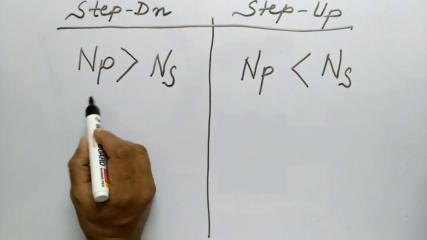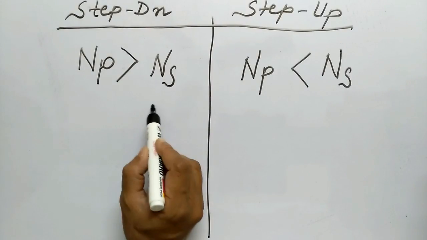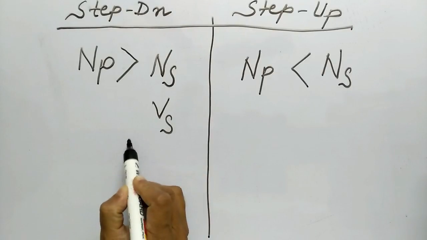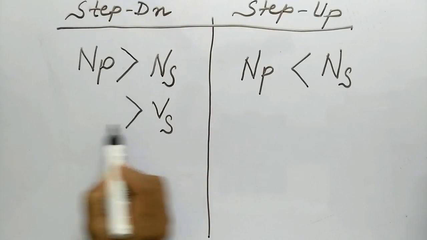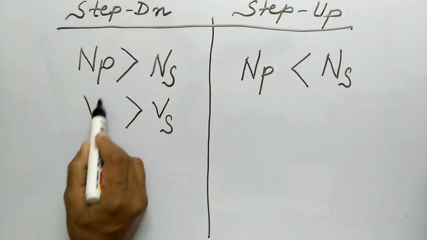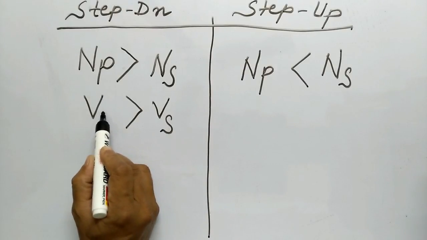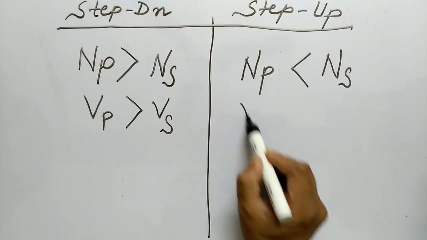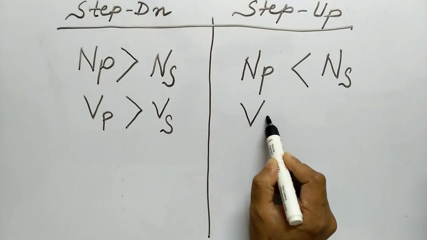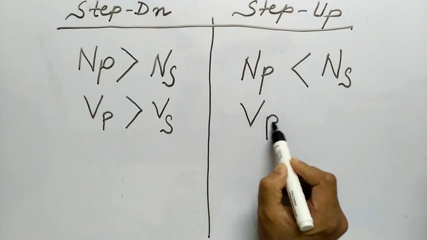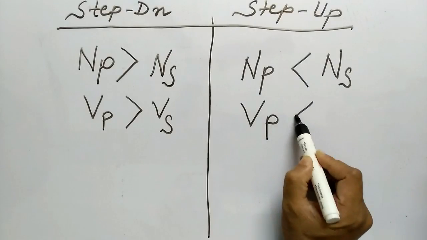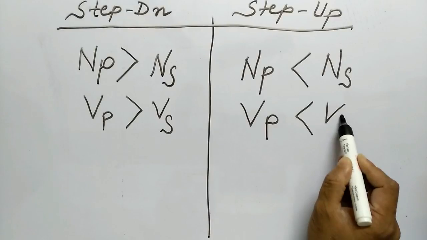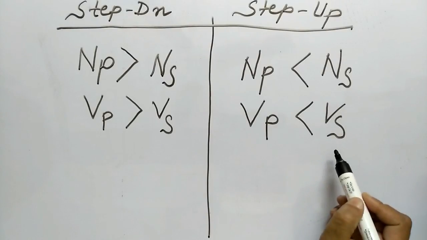Same here. In the step down transformer, the potential difference we get in the secondary coil is less than the potential difference in the primary coil. But here, the potential difference in the primary coil is less than the potential difference in the secondary coil.